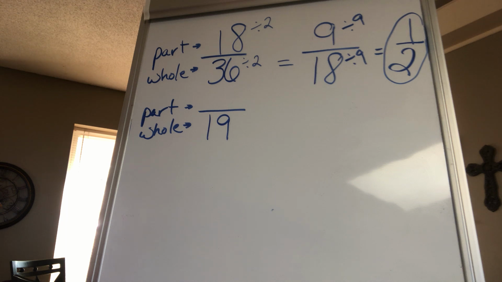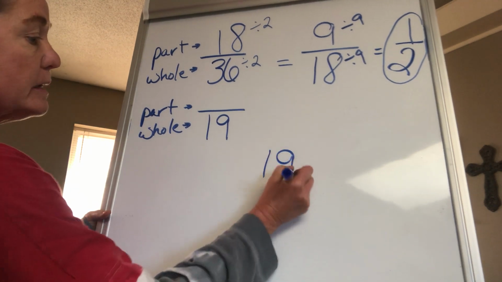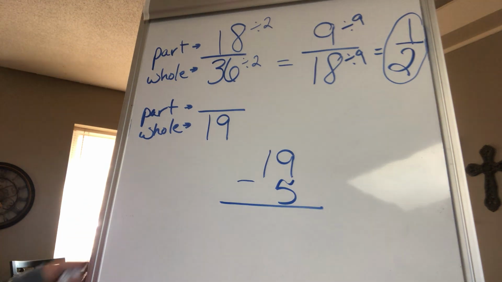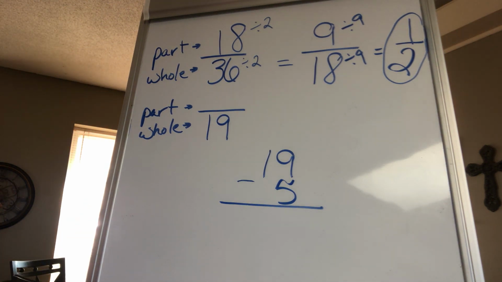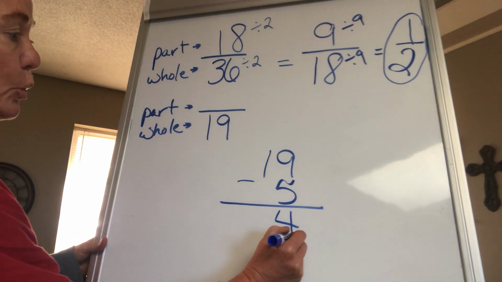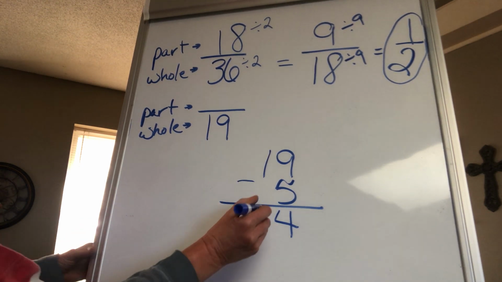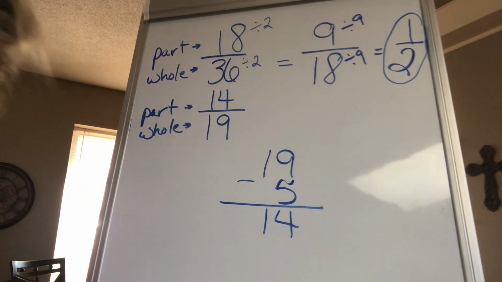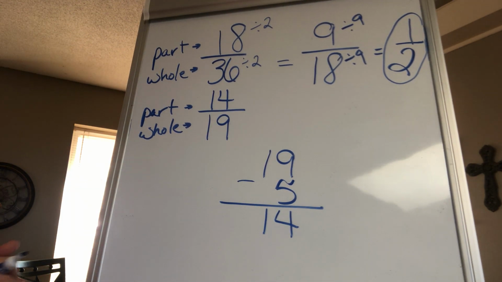Well, it didn't really tell me how many kept their appointment, but it did tell me that 5 canceled their appointment. So if he started out with 19 appointments, if we take away 5 of those appointments, then we'll know how many people kept their appointment. So 9 minus 5 is 4. 1 minus 0 is 1. So 14 patients still kept their appointments.